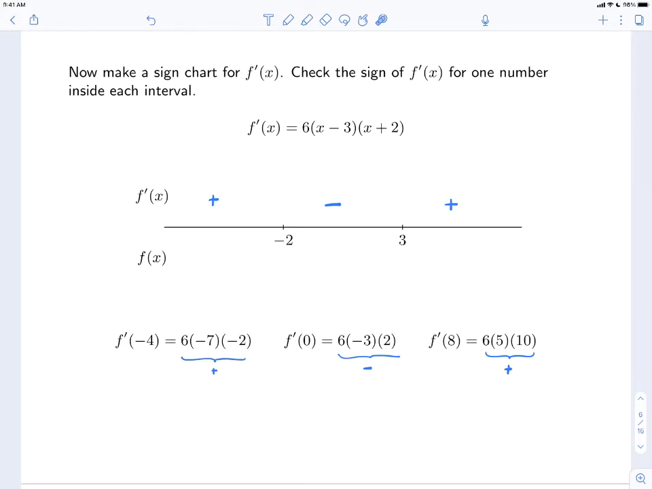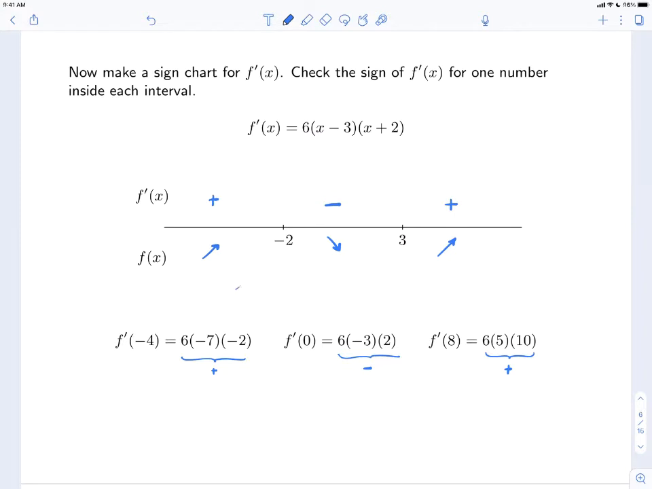Okay, well now we know what the sign of the derivative is on all of these intervals, so we can determine the increasing, decreasing behavior of our function f. So if f prime is positive, then f is increasing. If f prime is negative, then f at x is decreasing. And again, if f prime is positive, then the function f is increasing. So that tells us that we're increasing until we get to x equals -2, and then we're decreasing.